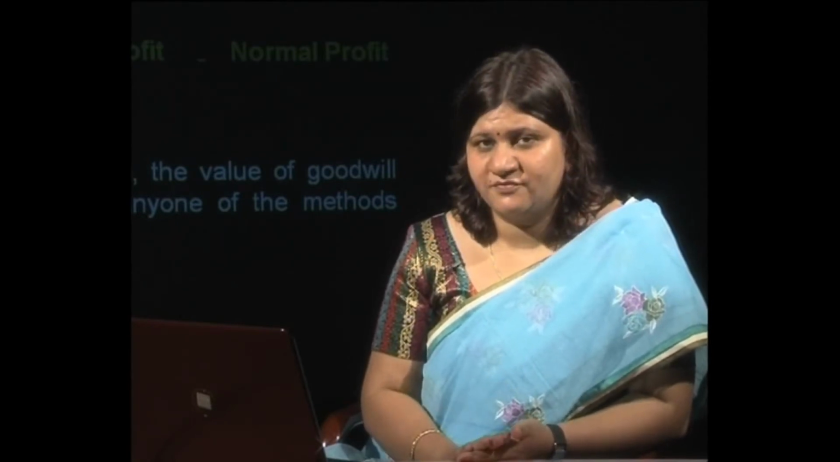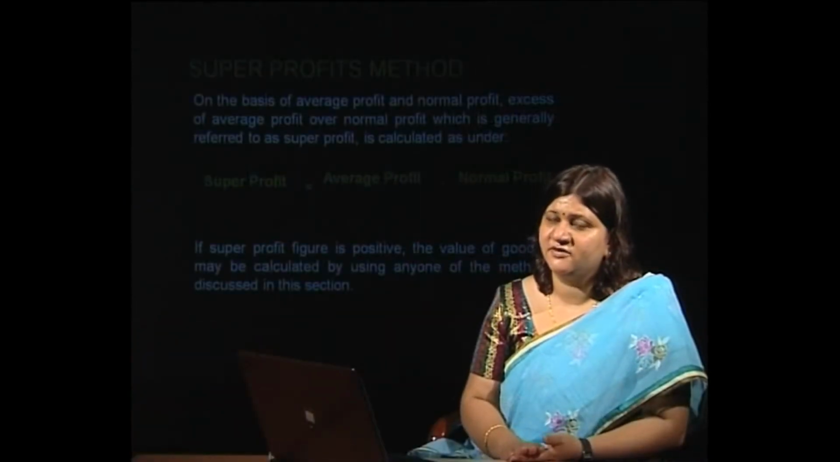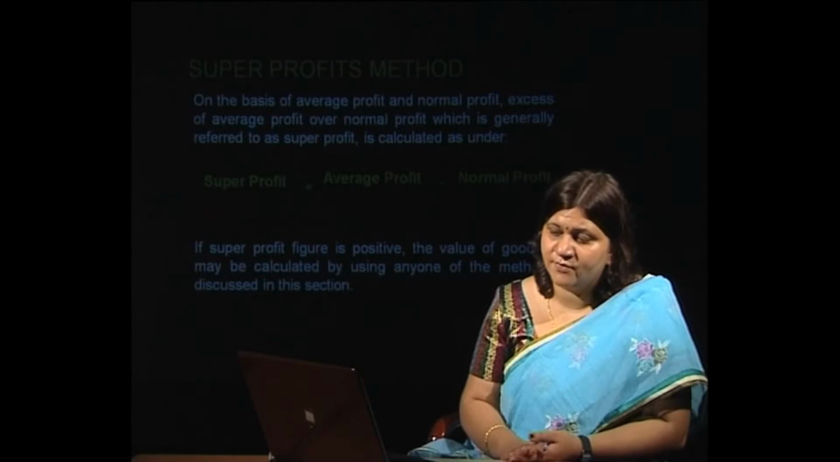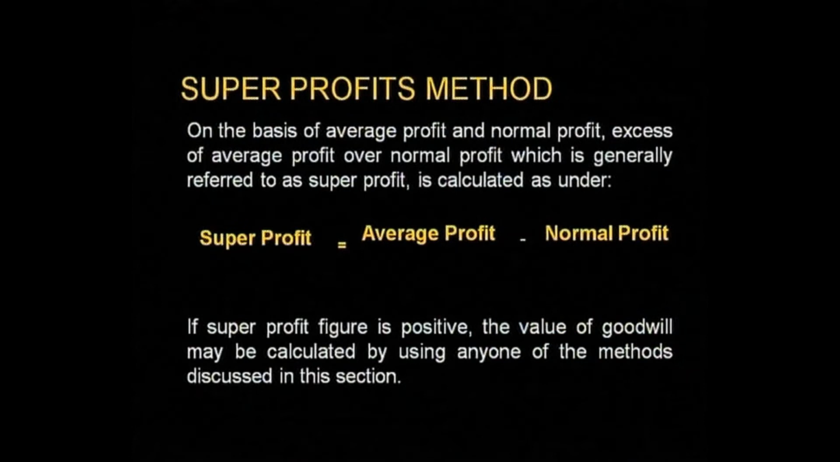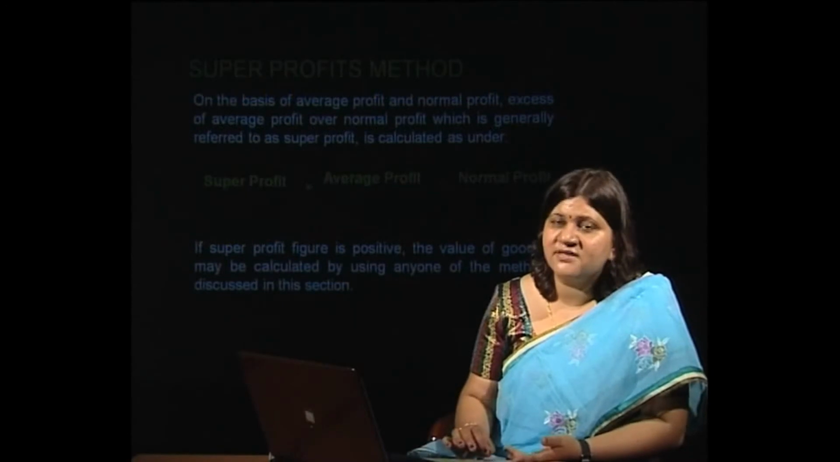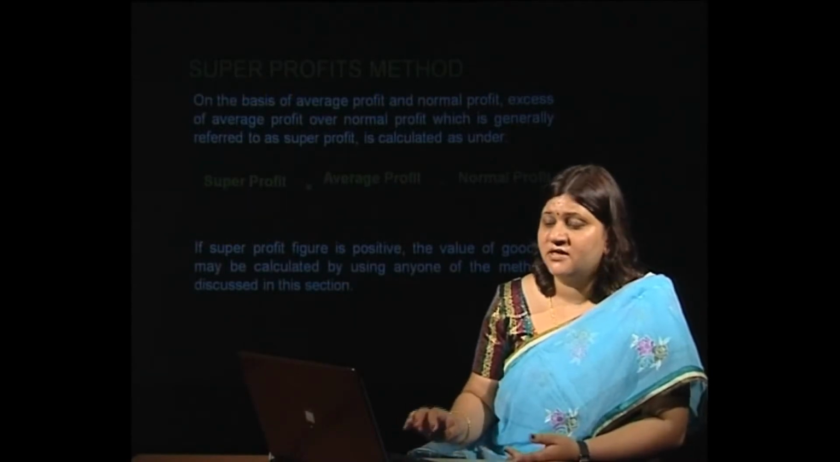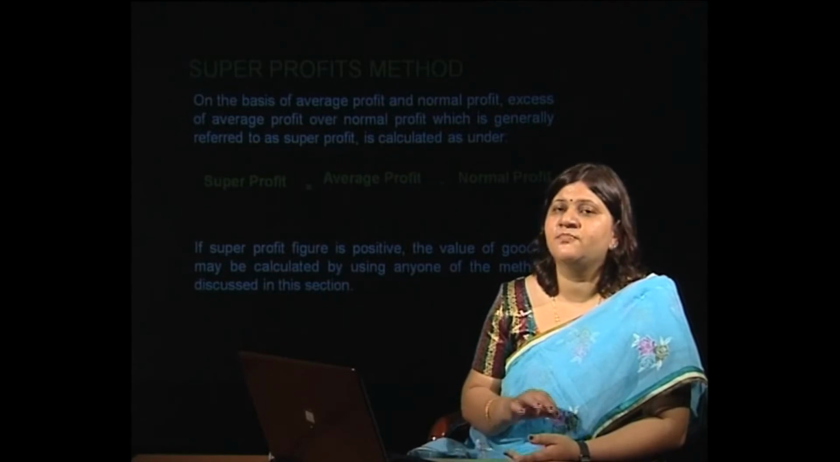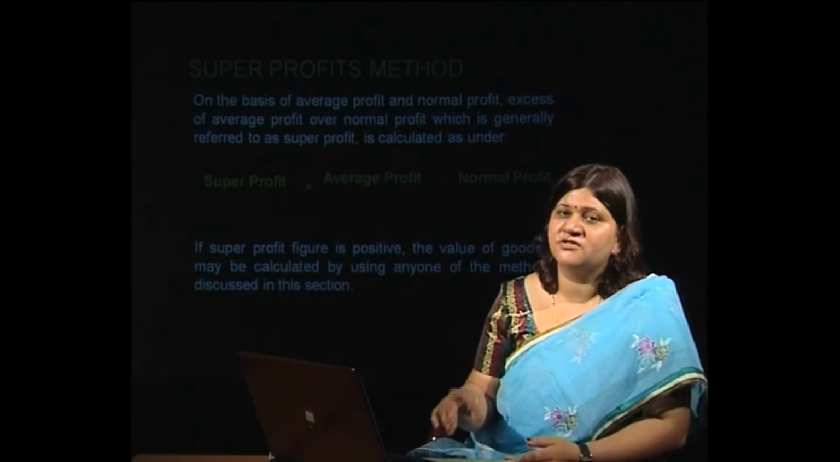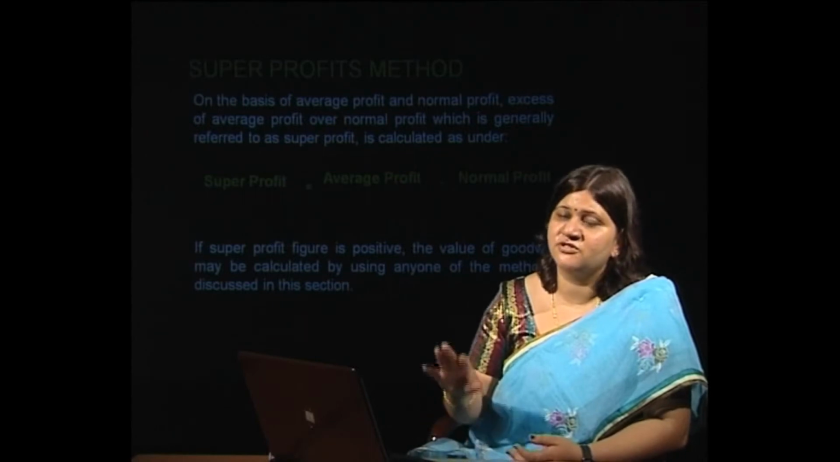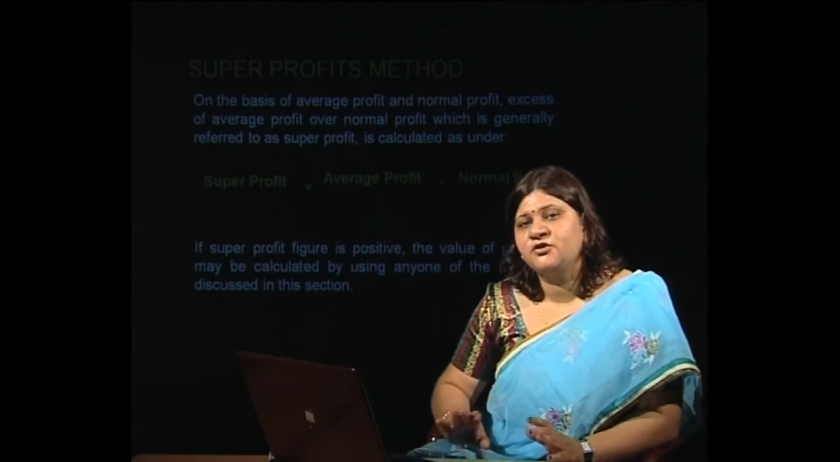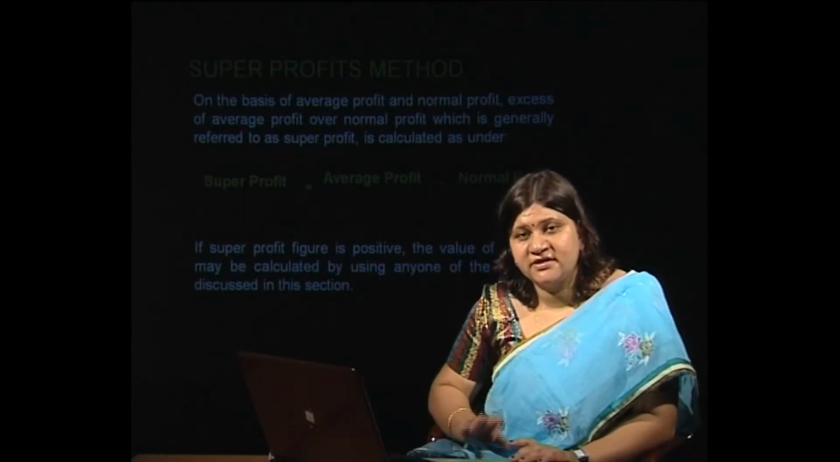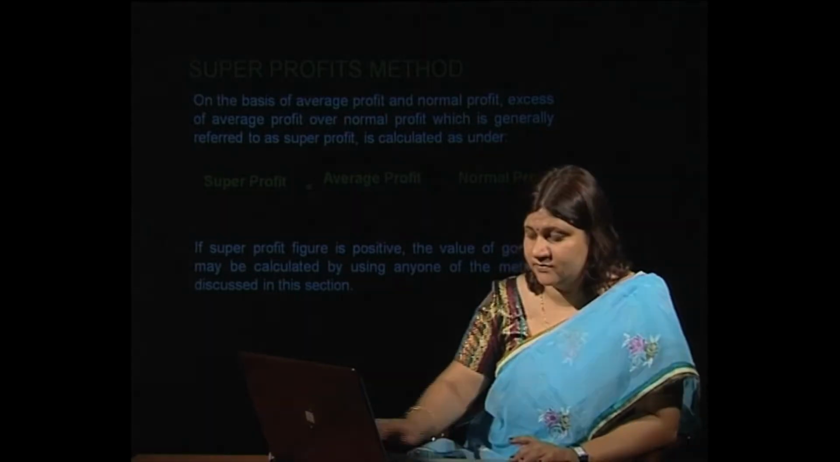First would be the computation of normal profits, then average profits, and the difference of the two is computed as super profits. If the super profit figure is positive, the value of the goodwill may be calculated by using any of the methods discussed in this section. This is the basic test to apply the super profit method: the super profit figure should come out positive. That means average profits should be more than the normal profits which an entrepreneur is expected to earn, and whatever is in excess of the normal profit required to sustain in the business is known as super profits.